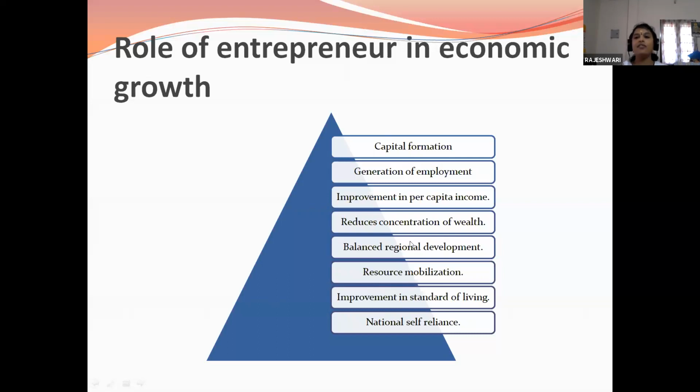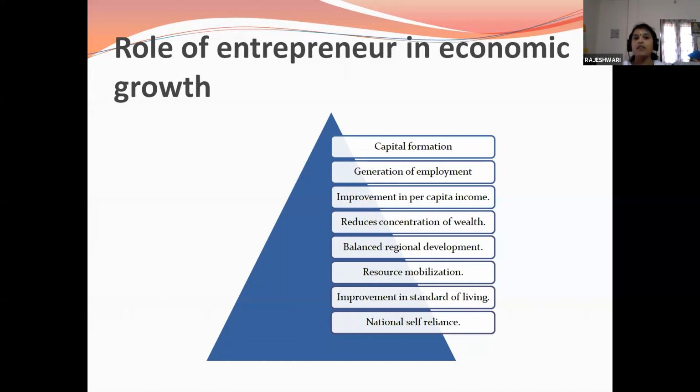In that way we are giving employment opportunities to rural areas, and their standard of living is also improved because of our business. So our standard of living is also improved. So these are all the different roles of an entrepreneur in economic growth.